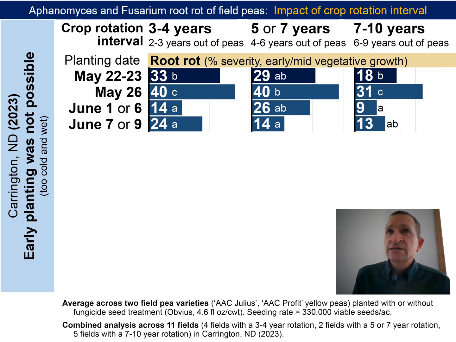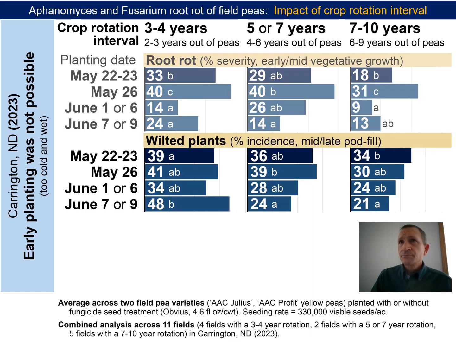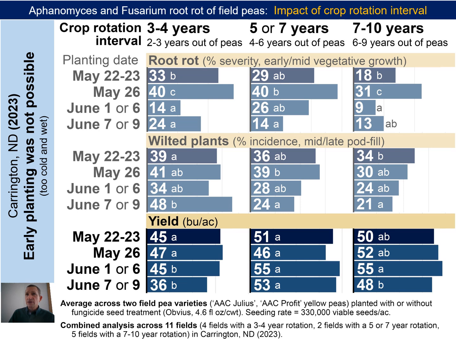What you can notice in the data, from the root rot data, is that we see the same relationship with crop rotation interval and root rot severity. The longer the crop rotation interval, the lower the root rot severity. Likewise with the wilt data. The longer the crop rotation interval, the lower the incidence of wilt. Finally, with our yield data. The longer the crop rotation interval, the higher the average yields.